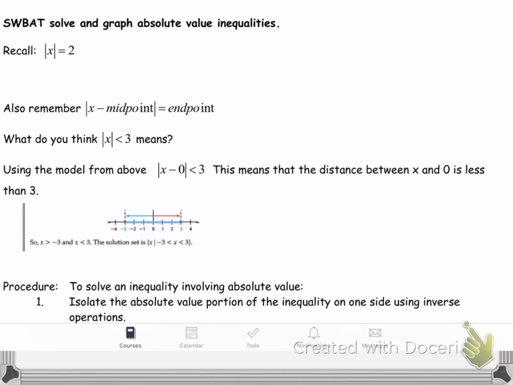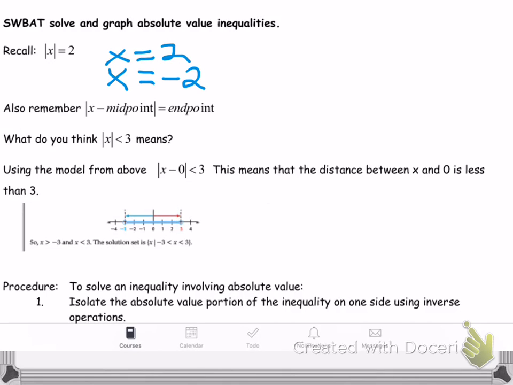Hello class, we will be solving and graphing absolute value inequalities. If you remember, the absolute value of x can have two answers, right? So if we look at this example right here, the absolute value of x is equal to 2, there are two possibilities. The two possibilities are x is equal to a positive 2, because the absolute value of a positive 2 is 2. And another possibility is x can also equal negative 2, because the absolute value of negative 2 is also 2.